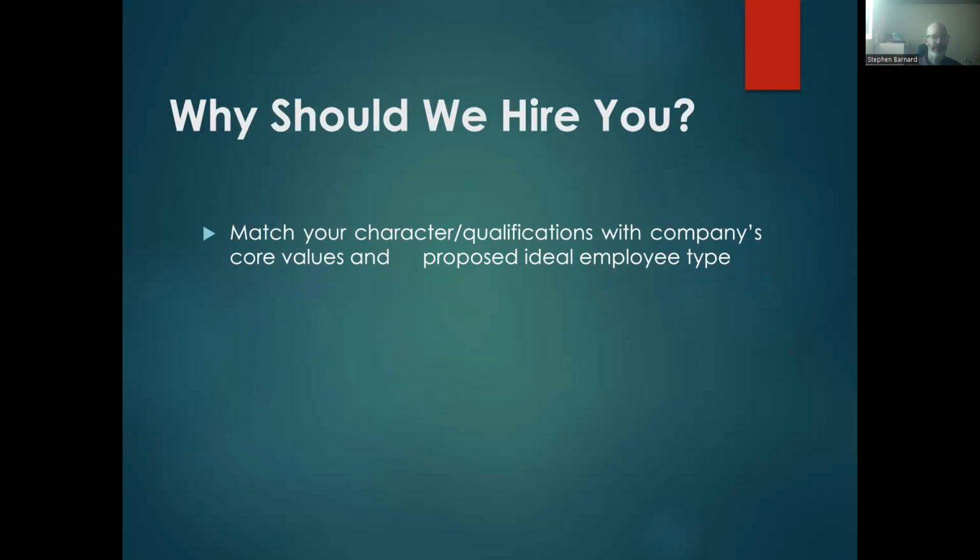Why should we hire you? You might want to try and match your character or qualifications with the company's core values and their proposed ideal type. This goes back to when I talked about doing research. Why should the company hire you? Well, because you are perfectly matched for the company's vision and the values that they support, as well as the work. How do you know what they are? You've done your research and you've found out what the company is interested in and what sort of corporate culture they have. And you angle your descriptions to show how you represent that perfect type. That is why they should hire you.